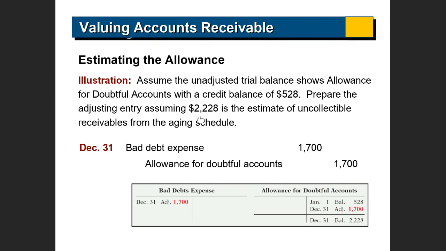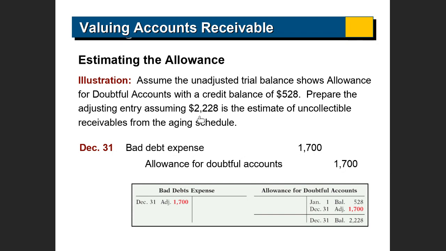It already is 528, so you have to increase it by making an entry. The entry is for 1,700. So you add 1,700 to the 528, it will go up to 2,228. So you're able to see this allowance. It was 500 before. We will credit it by 1,700 and it will go to 2,228. And the debit goes to bad debt expense. You follow? So this is the estimation.